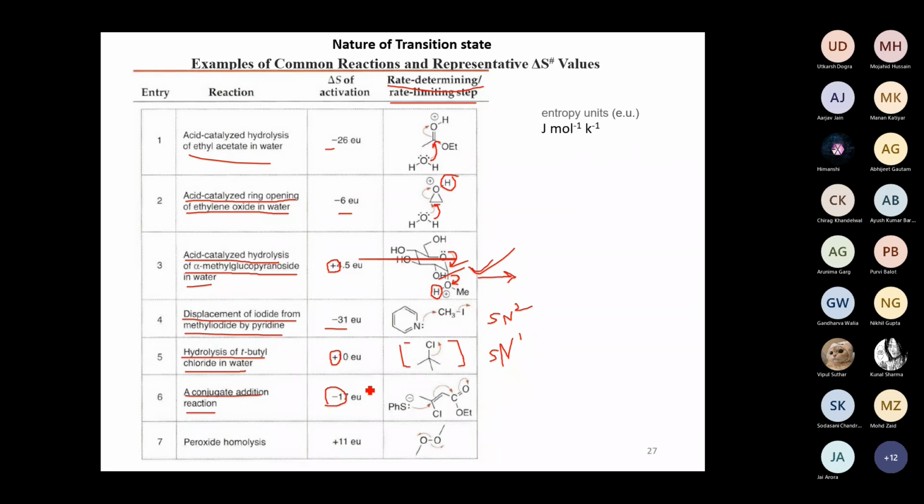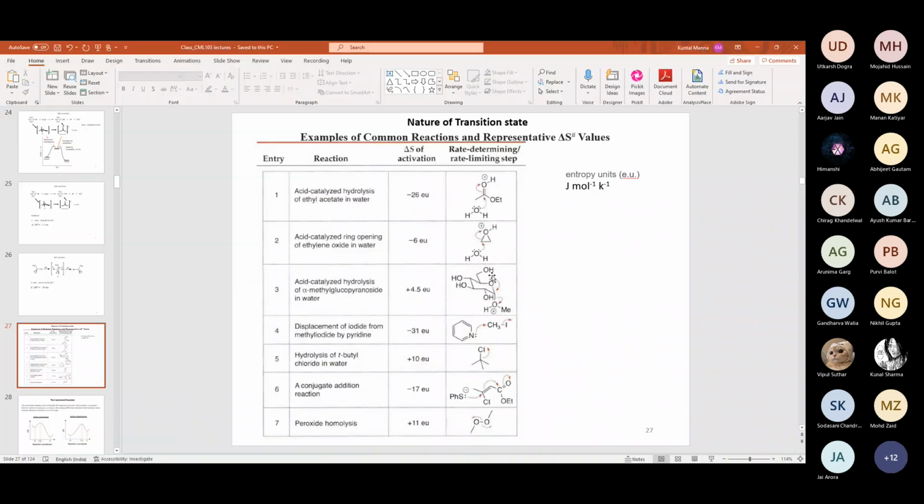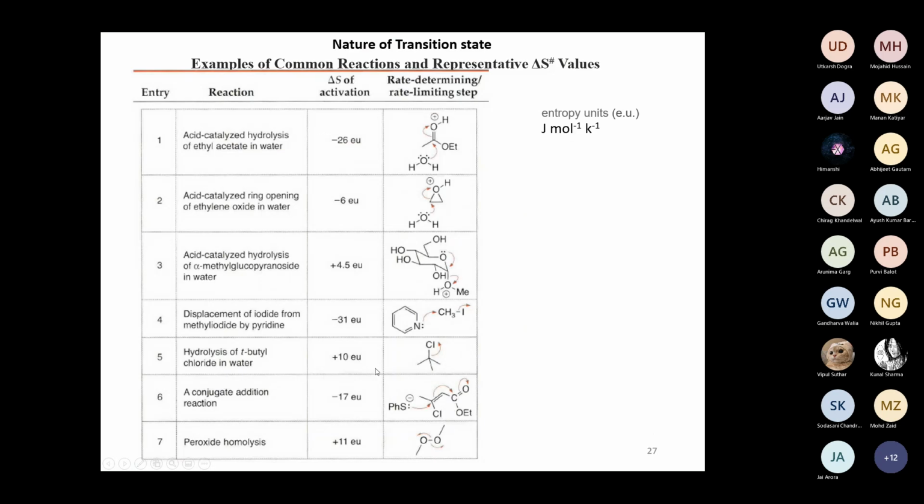Sir, can you repeat why 0 delta S? Which one? Fifth one. It is not 0, it is plus 10. Actually, my red circle overlapped with the 1. Is it clear now? Yes, sir. Yeah, it's plus 10. So it's very interesting, right?